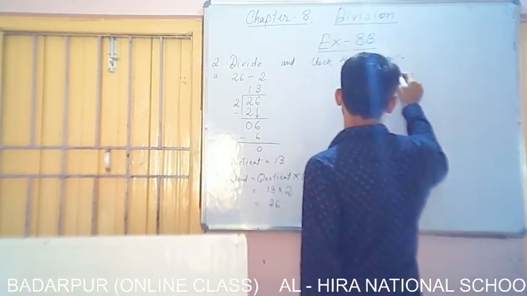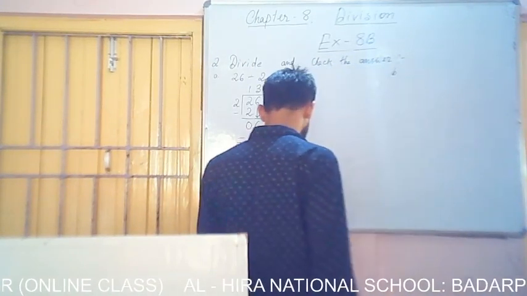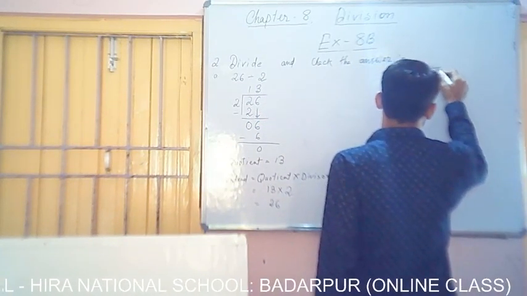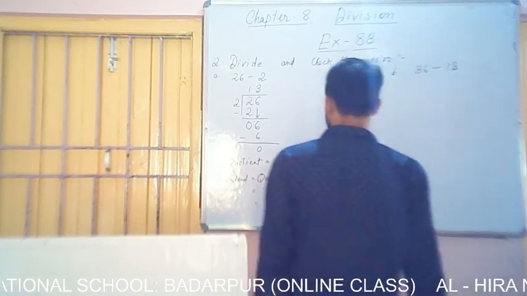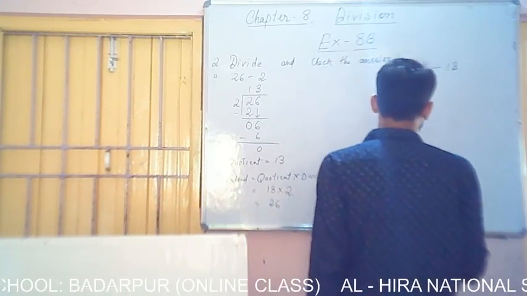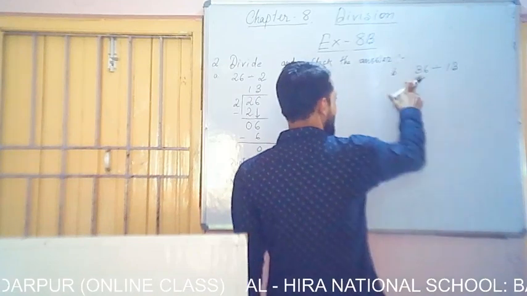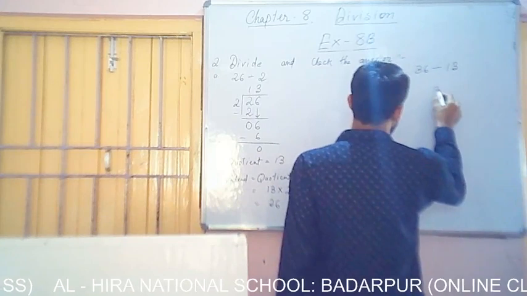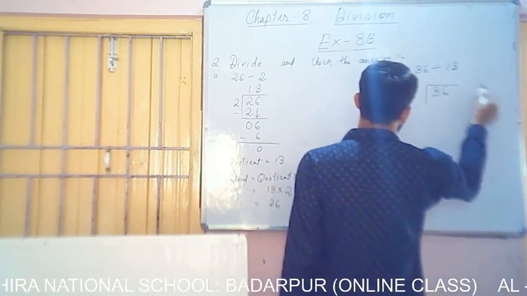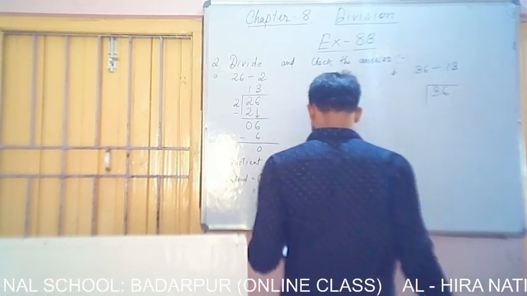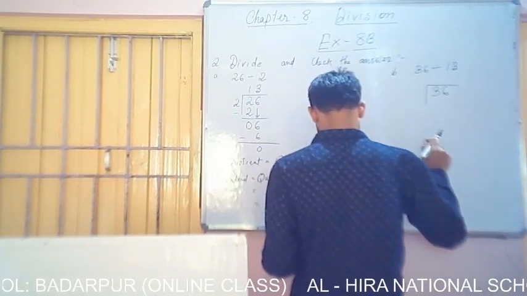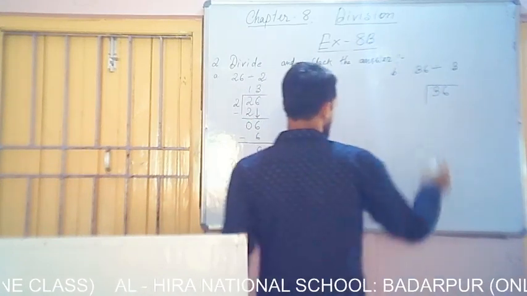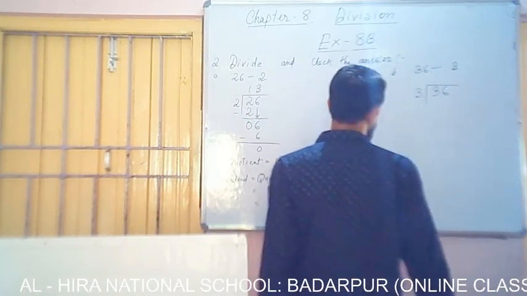Now question number B. So what is question number B? Question number B is 36 divided by 3. So first of all, we have to arrange and divide, like earlier. Here this 36 is the dividend and this 3 is the divisor. So 36 divided by 3. Here in place of divisor we have to write 3.